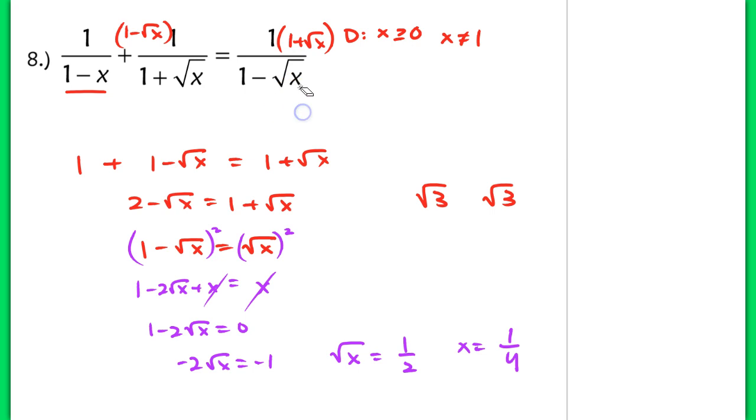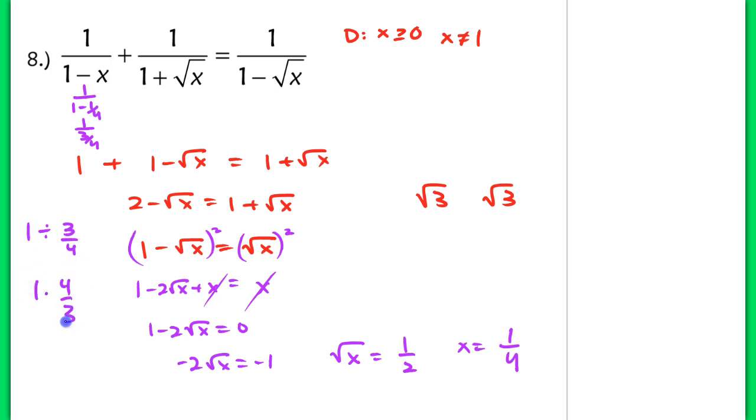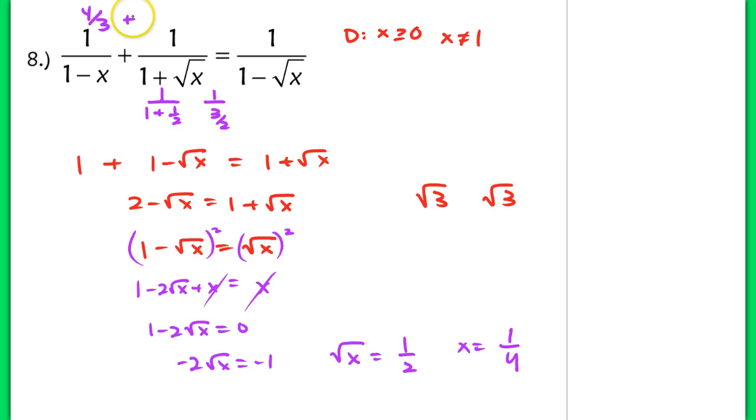Now let's make sure that this actually works in the original problem. When we plug 1/4 back into the original equation, we should get 1 over 1 minus 1/4. This is equivalent to 1 over 3/4. When you divide 1 by 3/4, you're really multiplying by the reciprocal, so we get 4/3. So that first fraction is going to be 4/3. Now for the second fraction, we get 1 over 1 plus the square root of 1/4, which is 1/2. So 1 over 1 and 1/2 is 1 over 3/2. If I multiply by the reciprocal, I end up with 2/3. So this is 4/3 plus 2/3, which is 6/3, equal to 2.